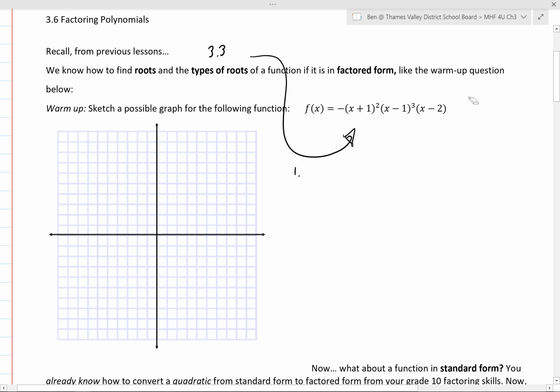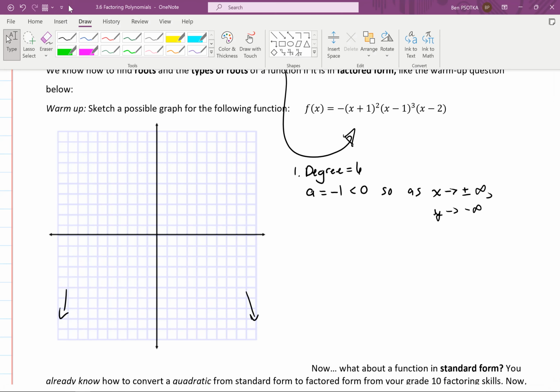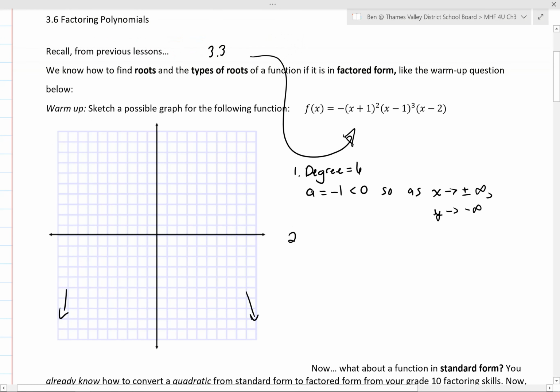Okay, and then I can take a look even further. My a value here is -1. -1 is less than 0. So my end behaviors, as x approaches positive or negative infinity, y will approach negative infinity. So my end behaviors are in these general directions down here.